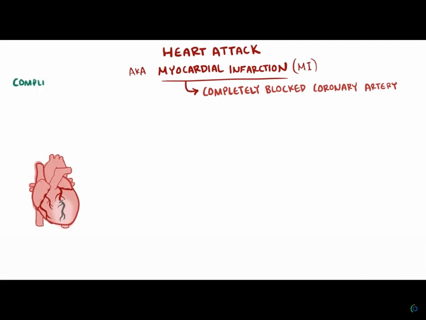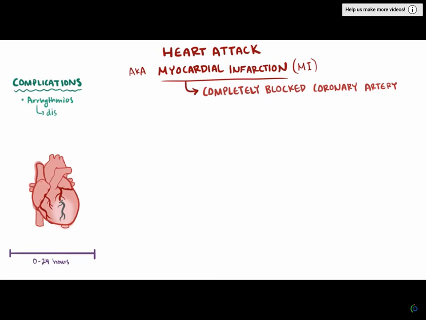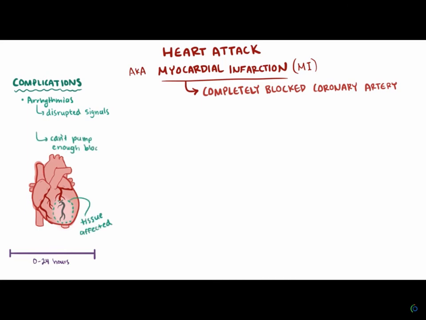A major complication with MIs are arrhythmias, or abnormal heart rhythms, with the highest risk being immediately following an MI, since the damage or injury can disrupt how the cells conduct electrical signals. Kind of along the same lines, depending on how much contractile or muscle tissue is affected, patients' hearts might not be able to pump enough blood to the body, resulting in cardiogenic shock.